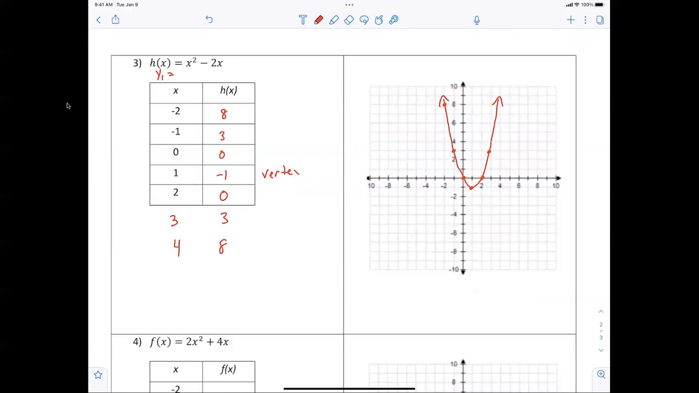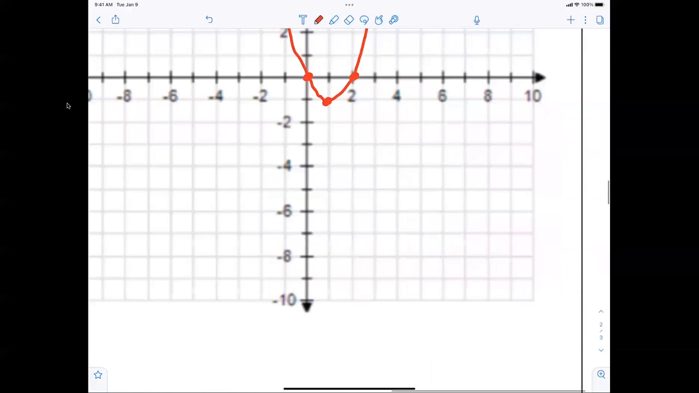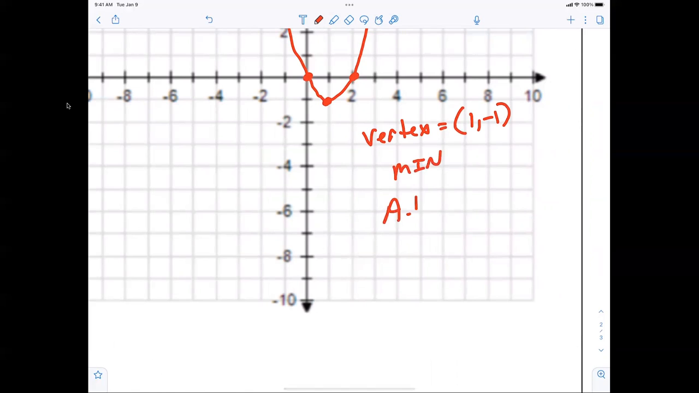So now, all right, looking at that, can everybody see where the vertex is at? The vertex is equal to 1 comma -1. Is it a maximum or a minimum? Minimum. And then I need the axis of symmetry.